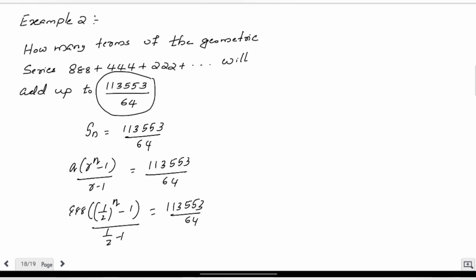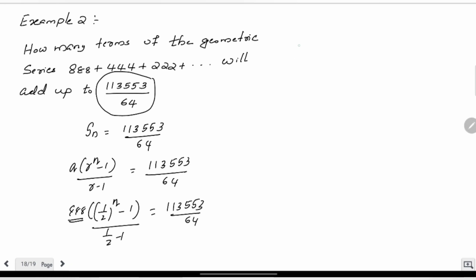You don't need to worry when you see a fraction here. So what are you going to do? I have to send the numbers one by one until I get half to the power n, and check that the other side is also something I can make with the base half. Then I'm done. So I am going to send 888 to the other side. Since 888 is multiplying, on the other side it will divide. So it is going to go with the 64, isn't it?